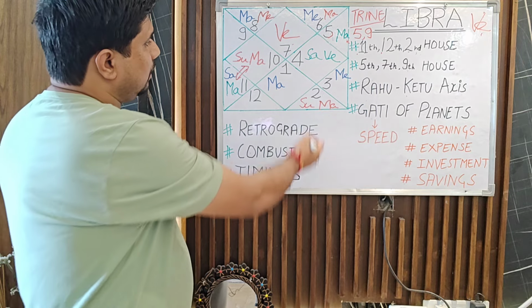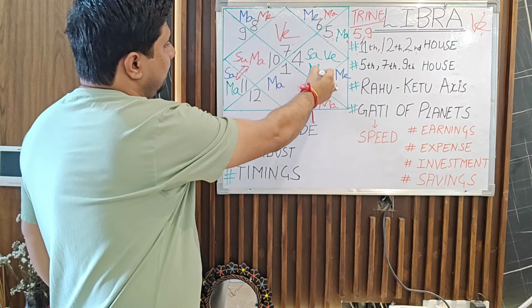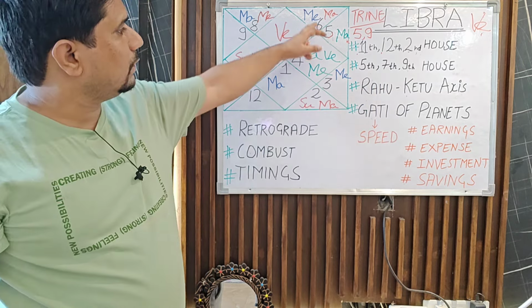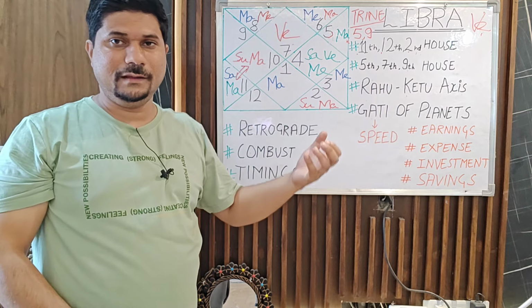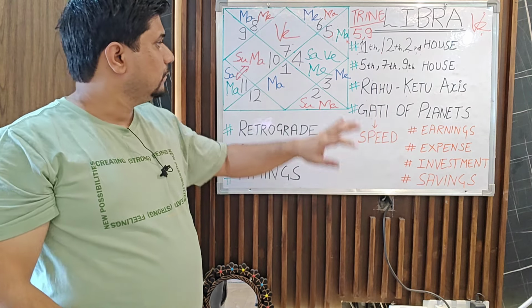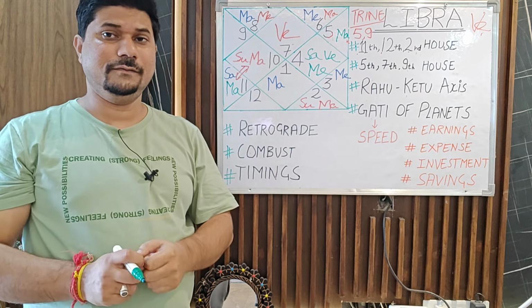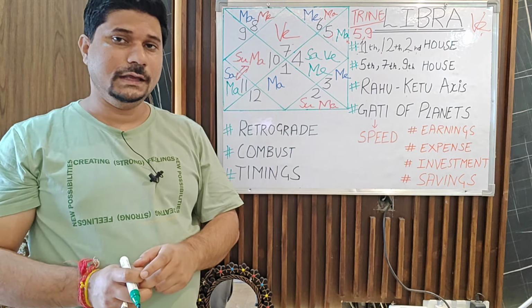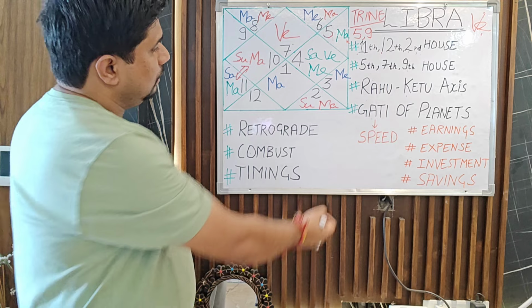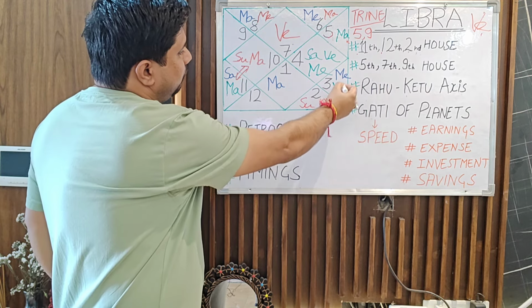You can also add Mercury up there, because Mercury is also the 12th house lord. So the 12th house is expenses and investment also. So whenever Saturn, Venus and Mercury are conjunct, it's considered one of the most auspicious yogas. Even for example, Mercury is in conjunction with Venus.